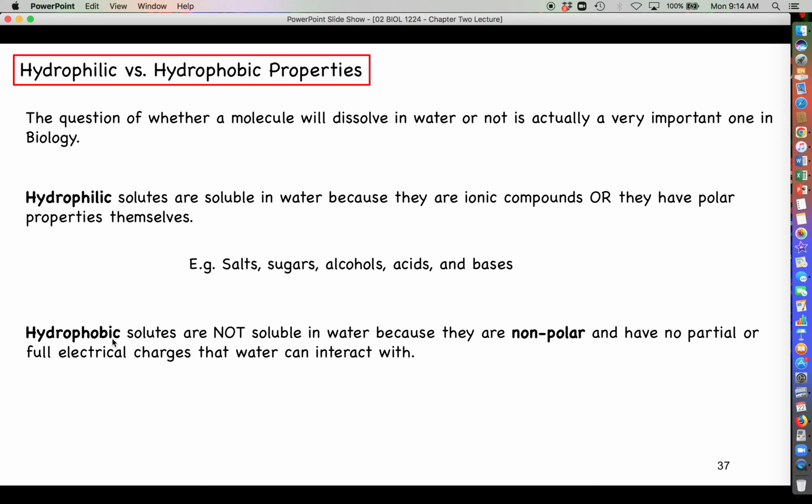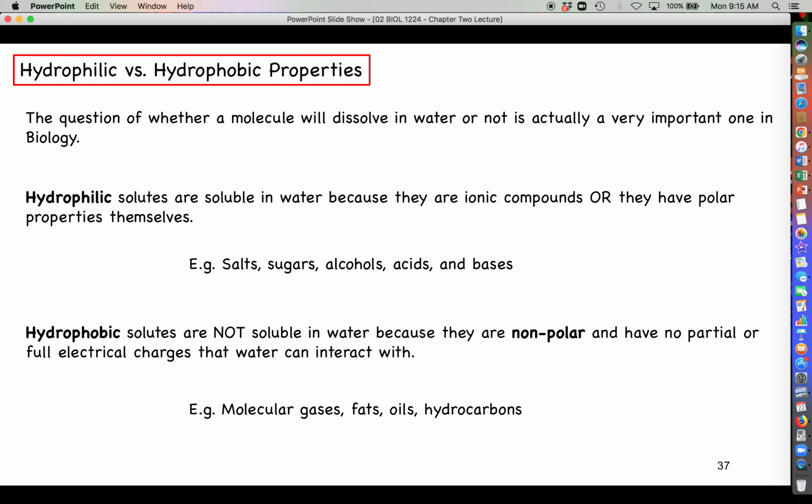Hydrophobic solutes do not have anything that water can grab onto in that regard. It would be like trying to open a chest of drawers that has no handles. You've got nothing to grab onto, so you're not going to be able to get a good purchase on it in order to open the drawers. So because hydrophobic solutes have nothing for water to grab onto, because they are very nonpolar and they don't have any electrical charges on them, water cannot dissolve them.